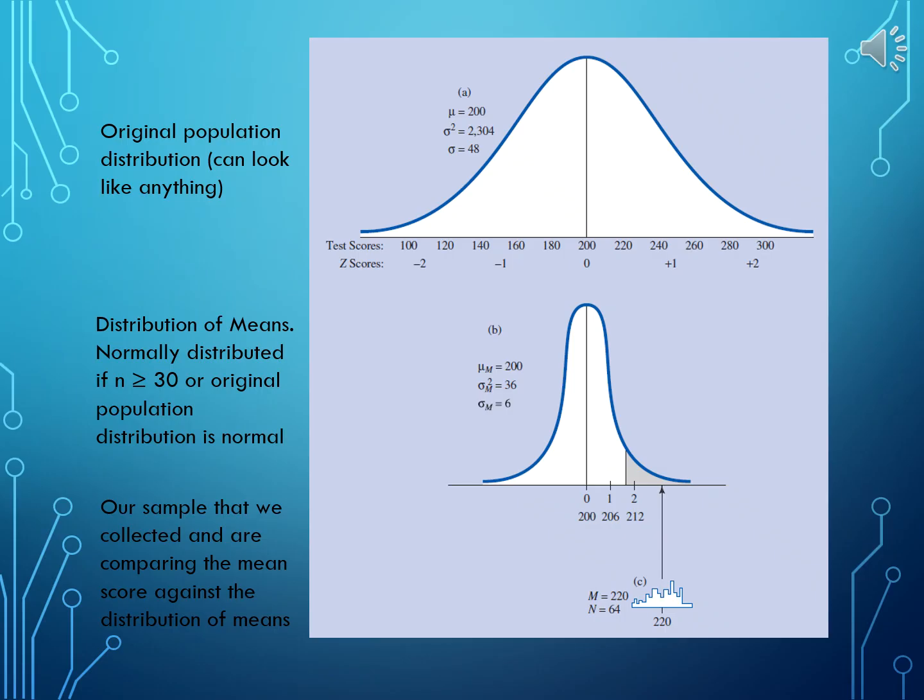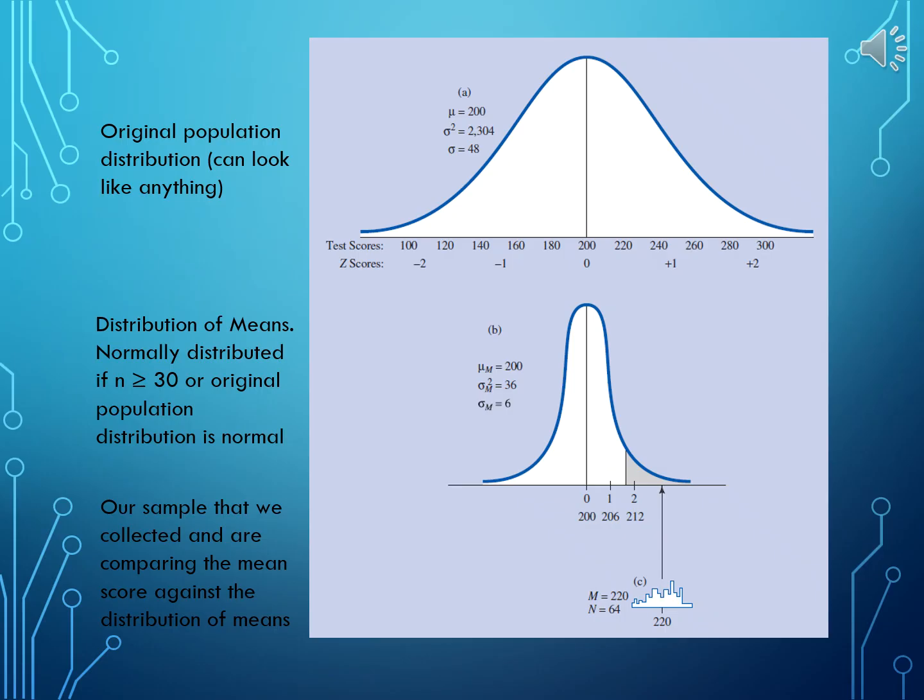And so you can see that on the very bottom of this is just this little kind of scraggly sample. It looks like there's 64 people in that sample, and that sample isn't necessarily normally distributed, but we're going to compare the mean of that sample to the distribution of means. And you'll see what I'm talking about a little bit more.